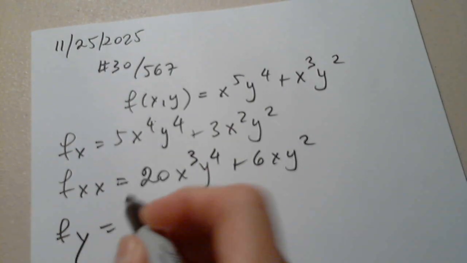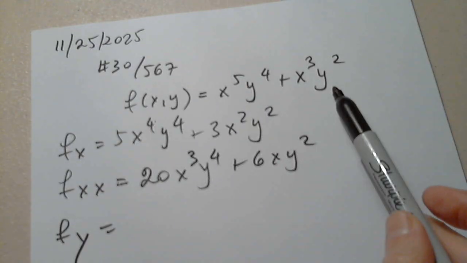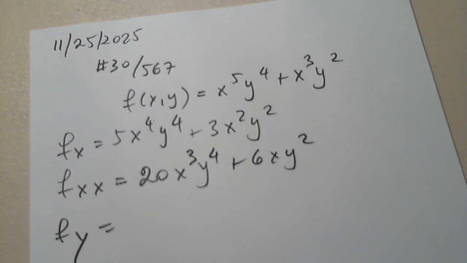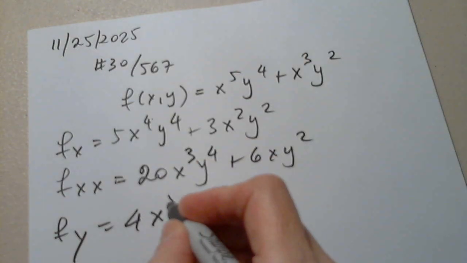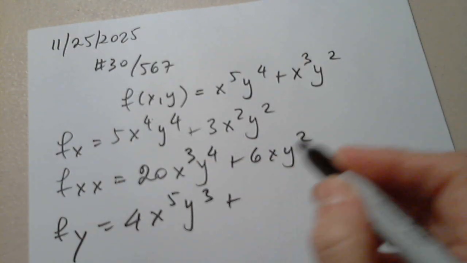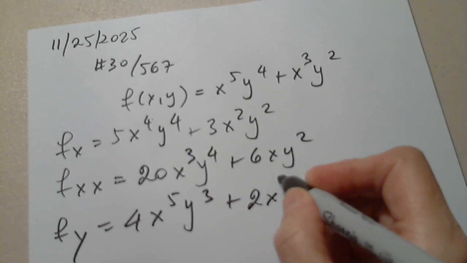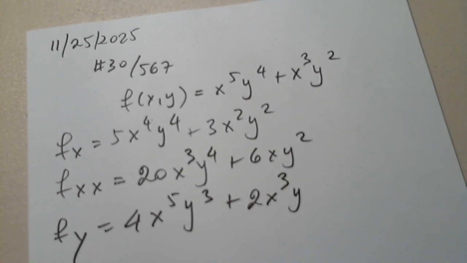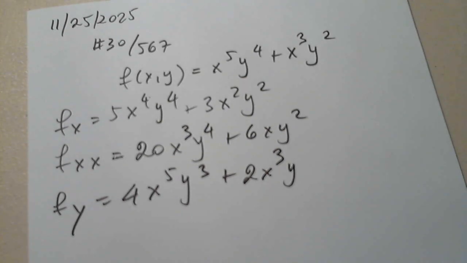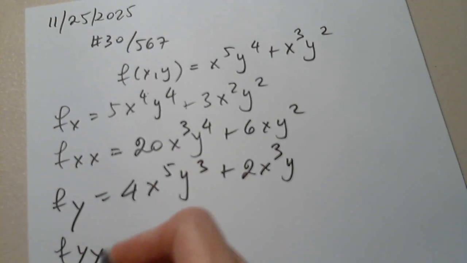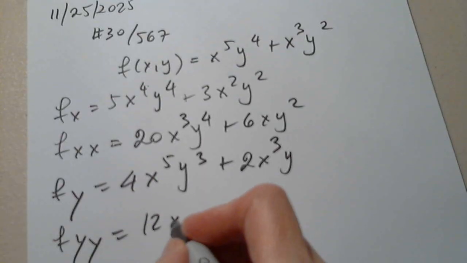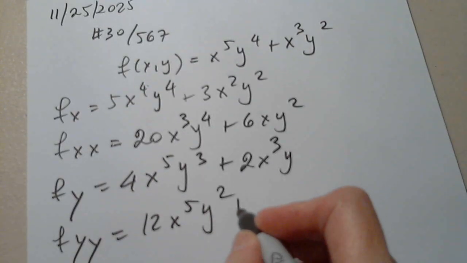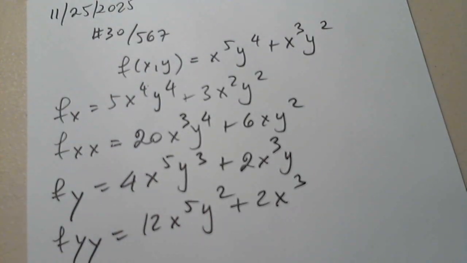Now fy, meaning I differentiate with respect to y, but x is like a constant. It's treated as a constant. So 4x to the fifth, y to the third, plus 2x to the third, y. Now fyy, I differentiate again with respect to y. So 12x to the fifth, y squared, plus 2x to the third.